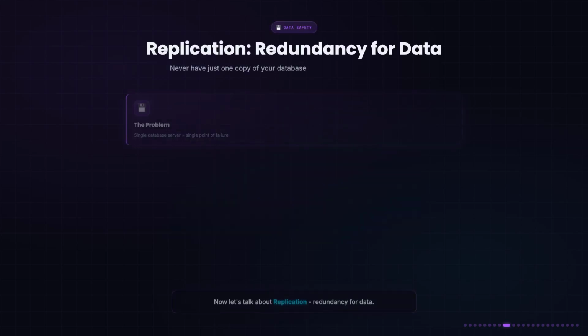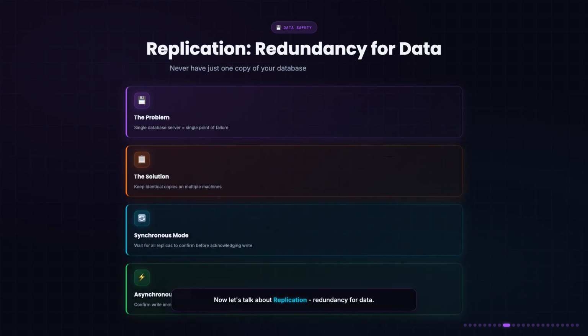Now let's talk about replication, redundancy for data. You don't want just one copy of your database. If that server's hard drive fails, you could lose everything. So you replicate, keep identical copies on multiple machines. There are 2 main modes, synchronous and asynchronous.